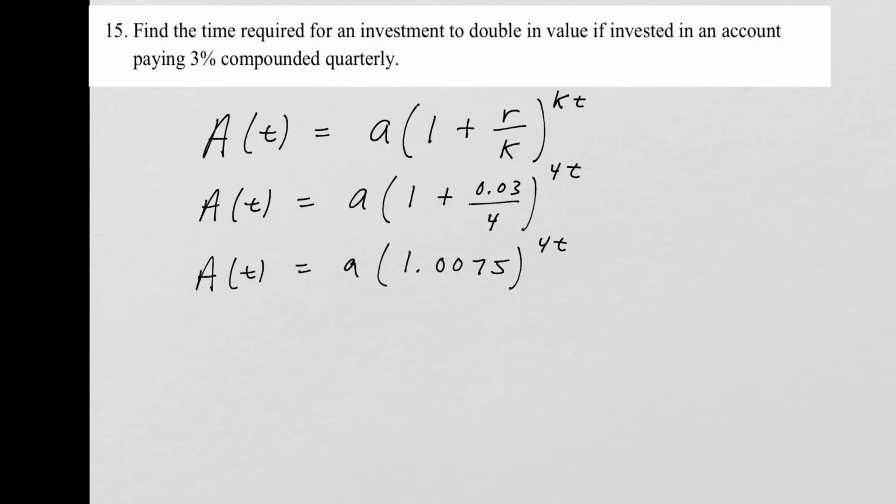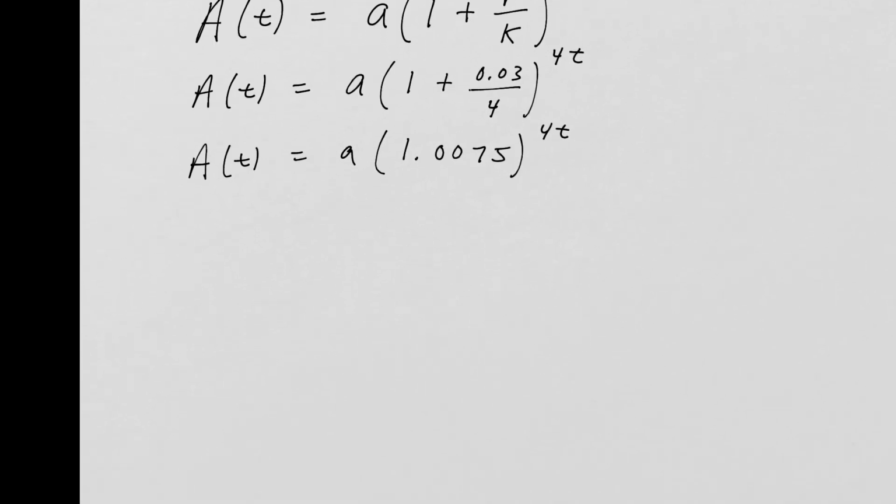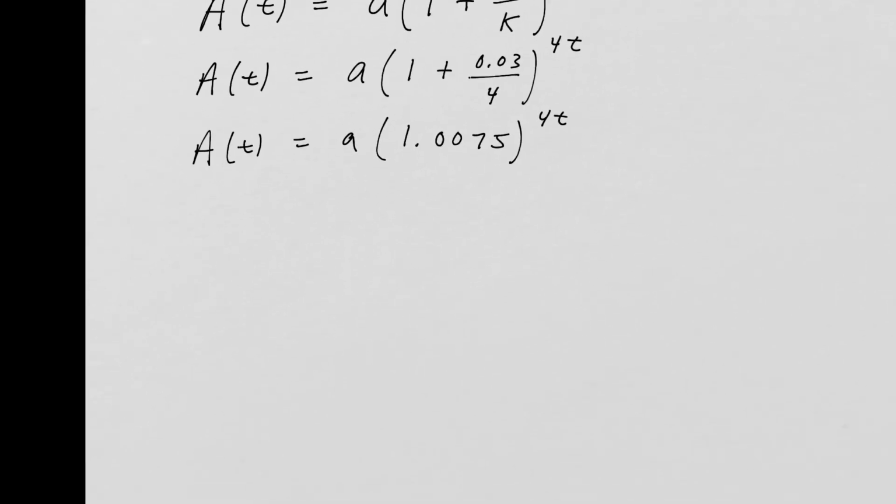All right, now what does it mean for the investment to double? Well, if the initial amount was little a, then we want the final amount, capital A, to be twice little a. That means we doubled the initial amount, doubled that principal. So I want 2a to equal a times 1.0075 to the 4t. And now I can solve this equation for t, and that'll give me the time it took for a to become twice a, to become 2a.